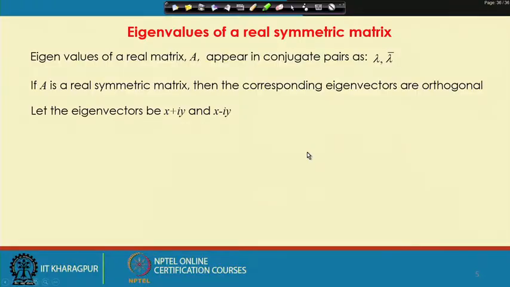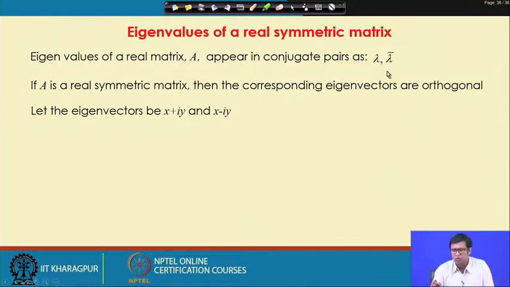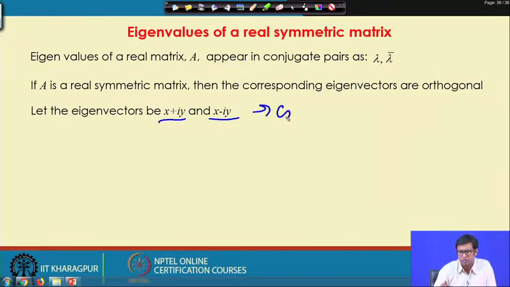Therefore, the eigenvectors will also appear in conjugate form. If one eigenvector is x plus i y, the other eigenvector must be x minus i y. They are complex conjugates.